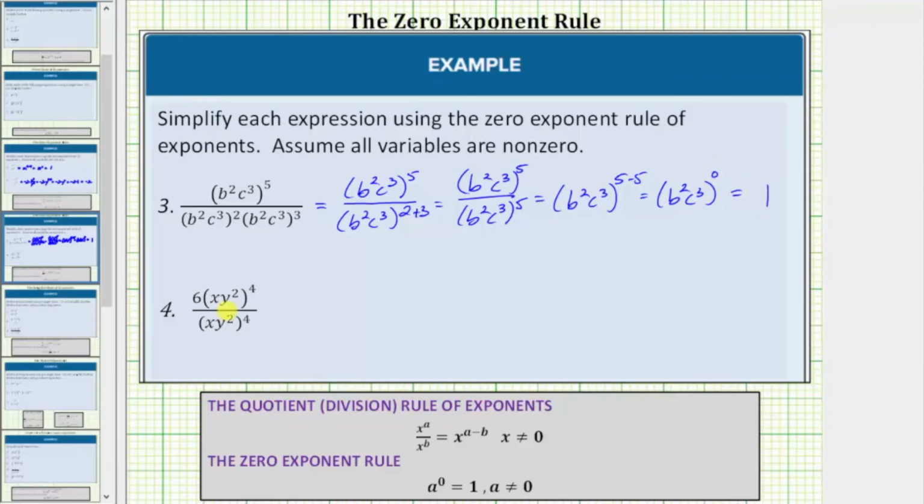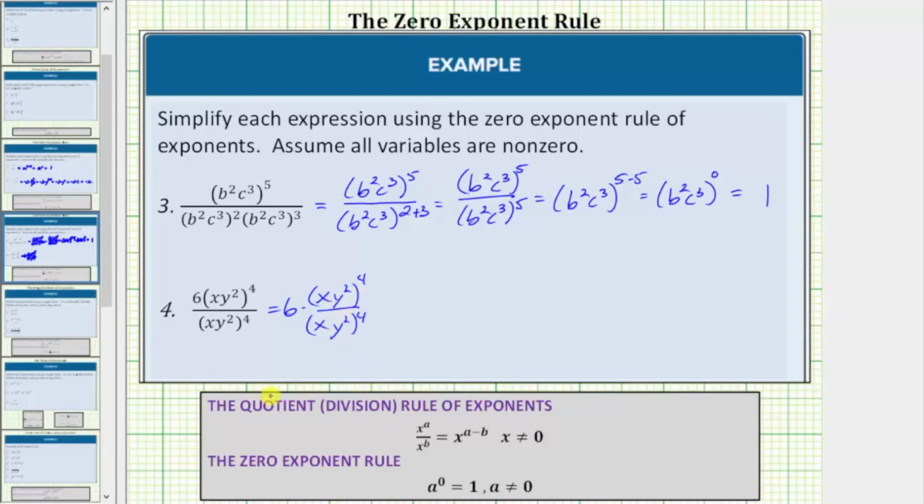Looking at number 4, notice part of this quotient will simplify to 1. To emphasize this, let's write this as 6 times xy squared raised to the fourth divided by xy squared raised to the fourth. Once again, in this form, we should recognize this quotient will simplify to 1 because any non-zero value divided by itself equals 1.